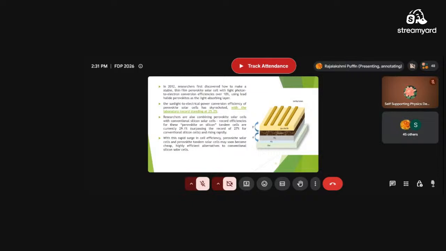So what is the efficiency? When you talk about these things, everyone will look at how the efficiency will be. Even if it is low cost, it cannot be that it does not produce good efficiency. That is what we can see here: 25.2 is the record. And I think we can increase this by doping or with a tandem structure, increasing from 29 to something higher.